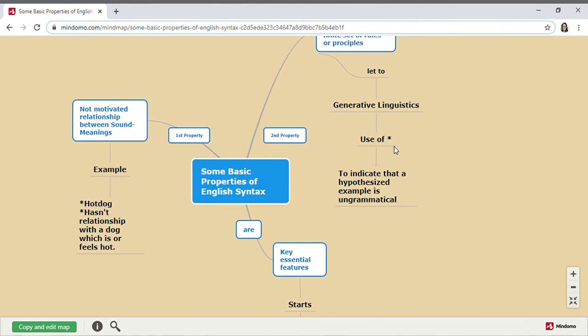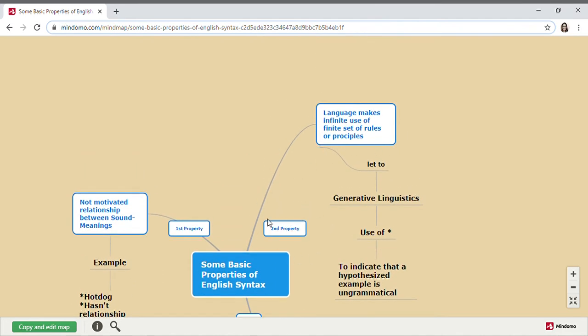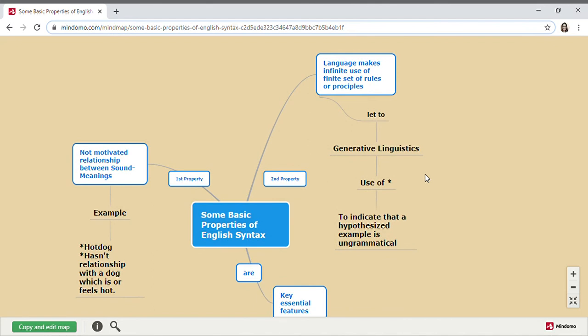So, the second property of English syntax is that language makes infinite use of a finite set of rules or principles. Again, language makes infinite use of a finite set of principles. So, what does this mean? It simply means that, given the English language, we need to follow a number of principles and rules. These principles and rules are already defined, right?